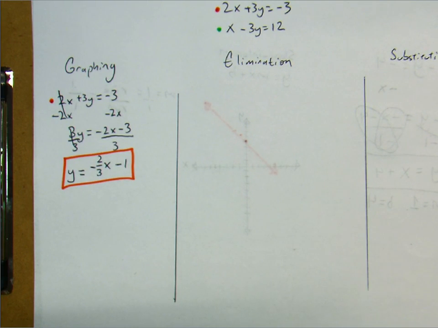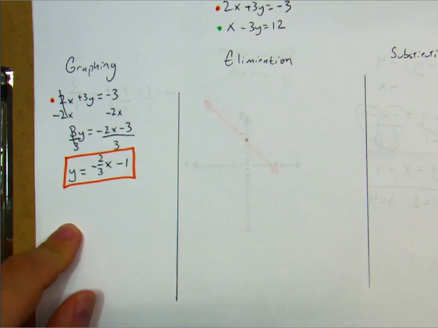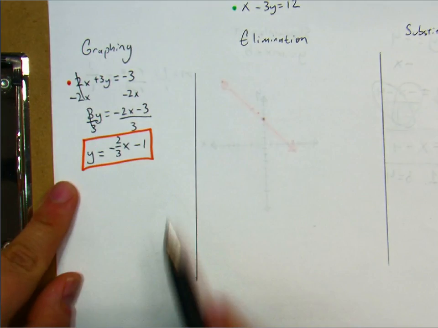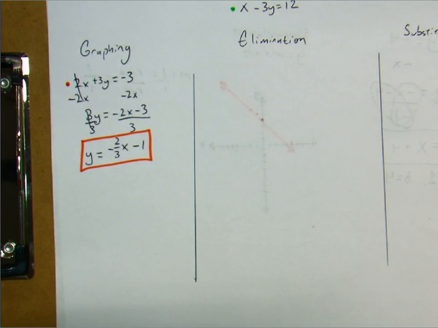No, we're not done. I've only done one equation. I got to do the other one now. I got to do the green one. No, I meant like for the. Oh, okay. It's in y equals mx plus b. We can now graph it. I'm not going to just yet.